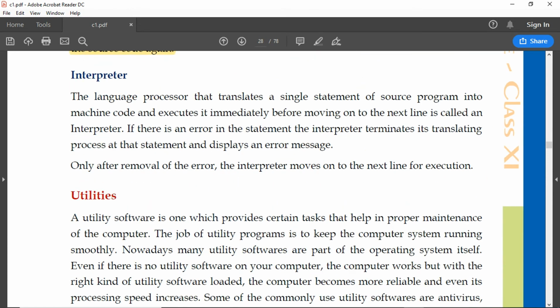Interpreter. The language processor that translates a single statement of the source program into machine code and executes it immediately before moving on to the next line is called an interpreter.